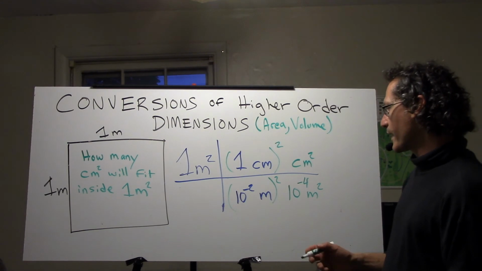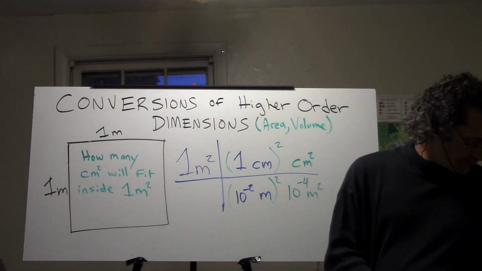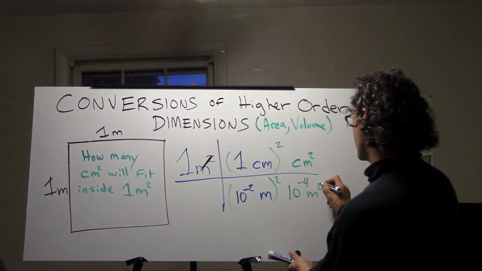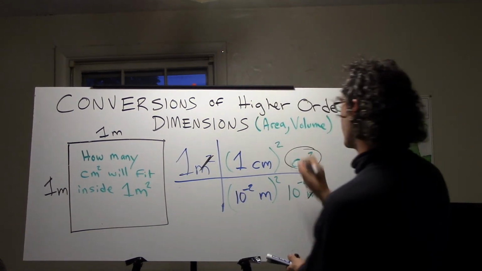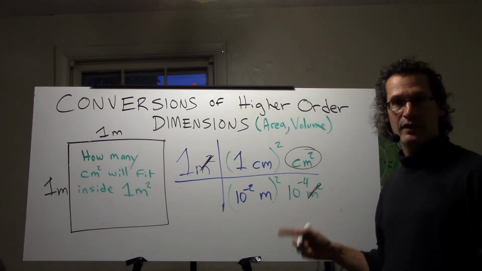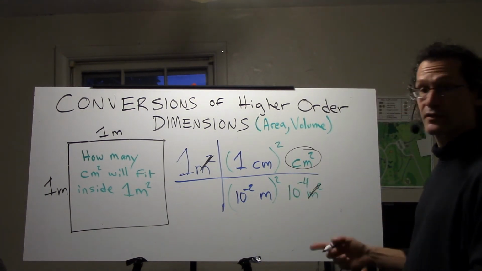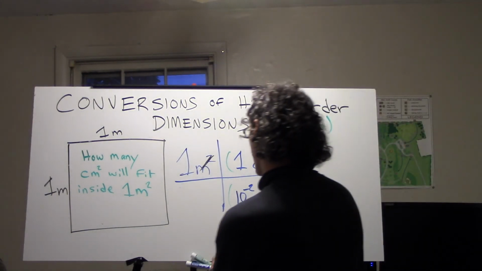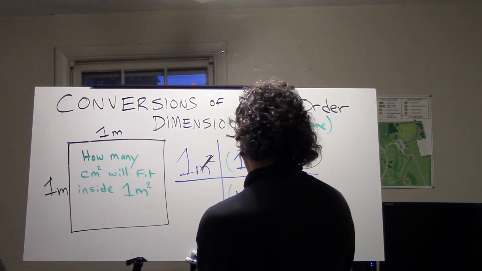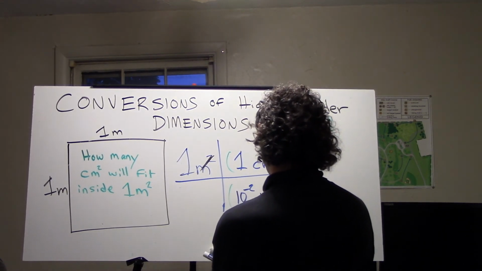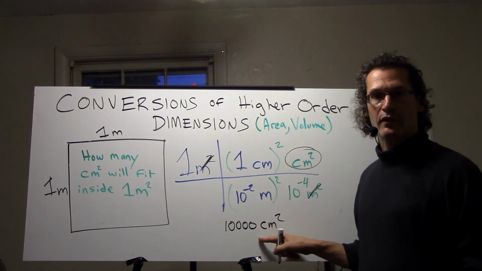And so what I have here is a pretty awesome cancellation of meter squared and meter squared, leaving us the unit we want. So 1 divided by 10 to the negative 4th is the same thing as multiplying by 10 to the 4th. 10 to the 4th is 10,000. So what we actually have here is not 100, but 100 squared. And that's 10,000 centimeters squared.